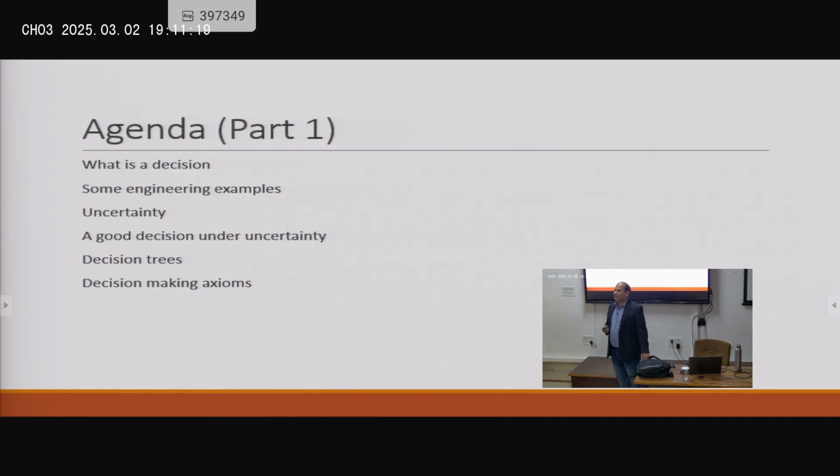So this is the agenda here. What is a decision? Some engineering examples, followed by some thoughts on uncertainty and what a good decision under uncertainty means, decision trees, and then decision-making axioms.